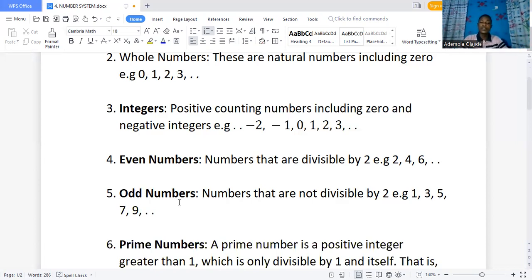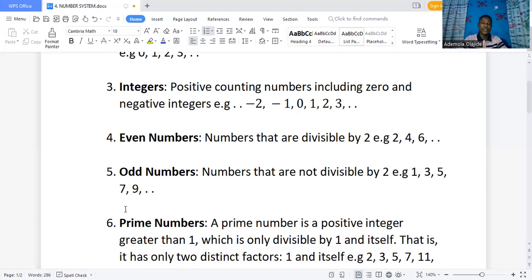The same thing holds for odd numbers. Odd numbers are numbers that are not divisible by 2. They are the opposite of even numbers. They include 1, 3, 5, 7, 9, 11, 13, 15, and so on. As we have positive odd numbers, we can equally have negative odd numbers. But most of the time when we talk about even or odd numbers, we just consider the positive, unless it is indicated that we should also include the negative in our listing.